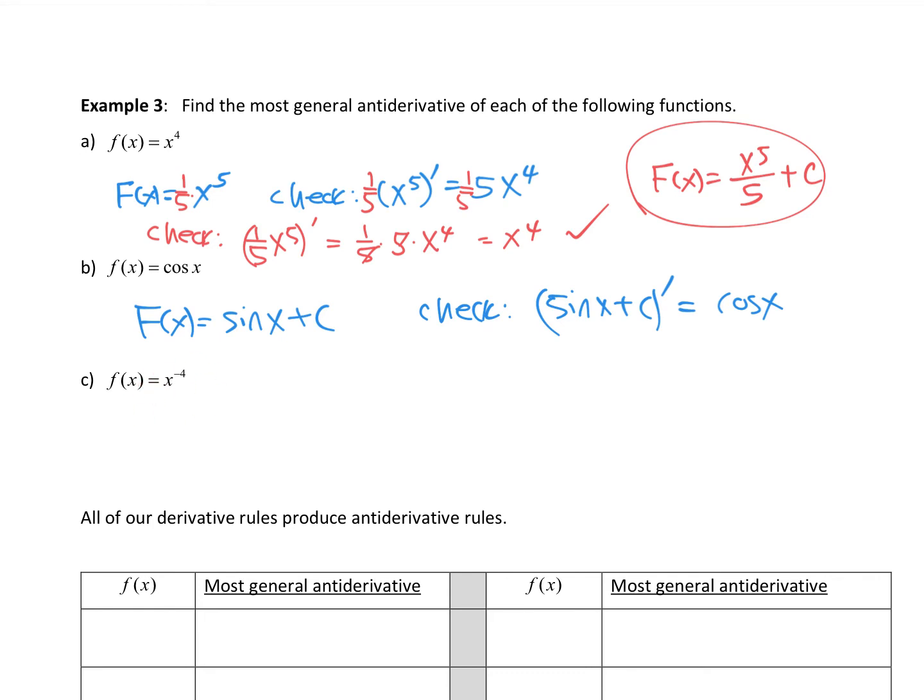I'm going to have you try this one. I hope you notice from part A some sort of pattern: there's a number, I increase the number, and then I divide by that. So you can try part C. I'm going to have you pause and work on part C. Be careful with the negative. All right, if you're done with part C, the answer should be big F equals x to the -3 power over -3. And again, you can always take the derivative and check your answer from there.